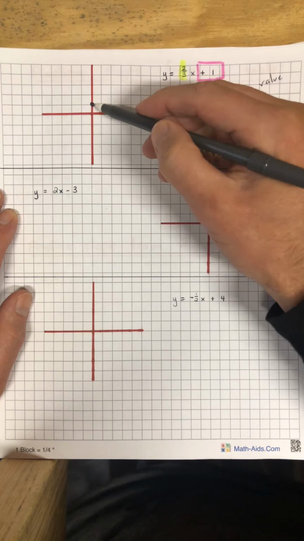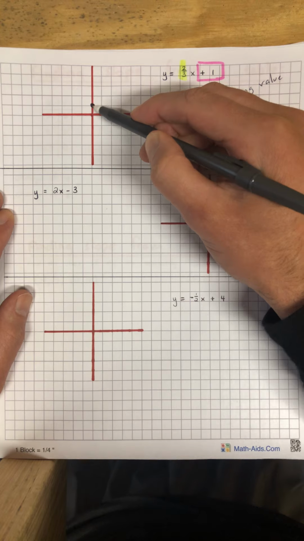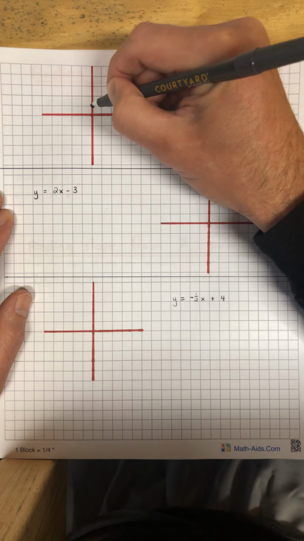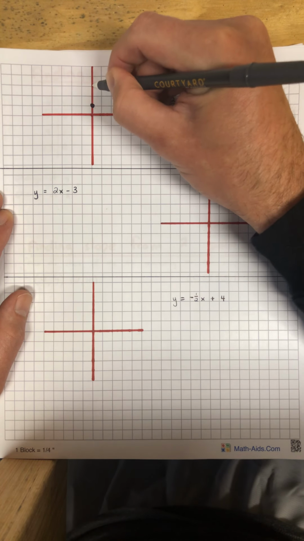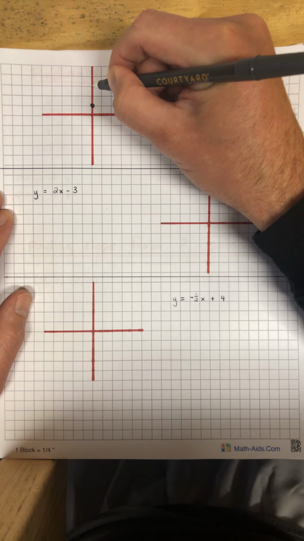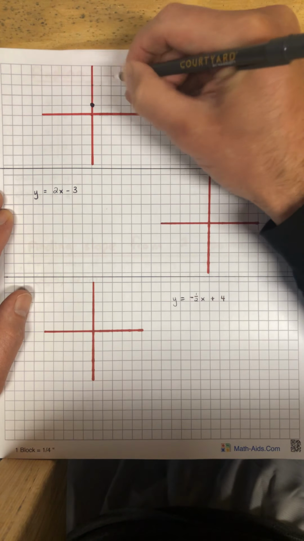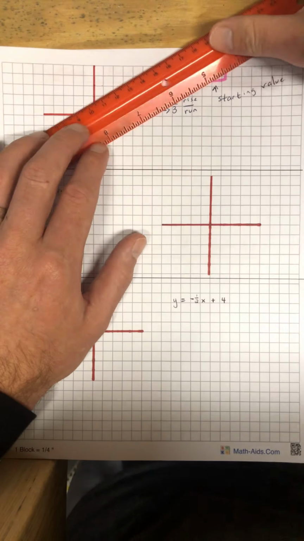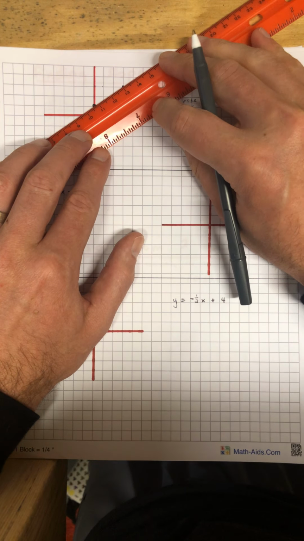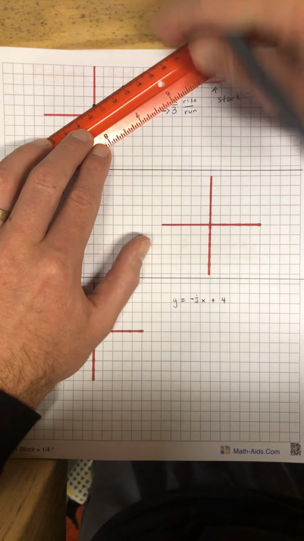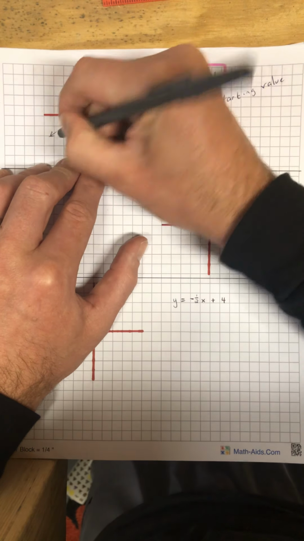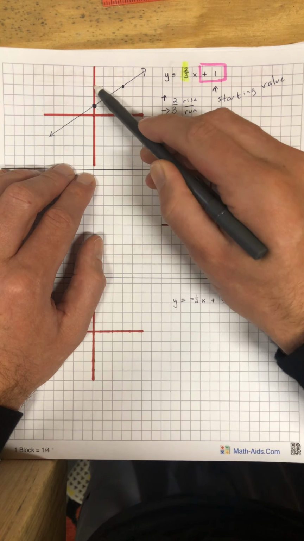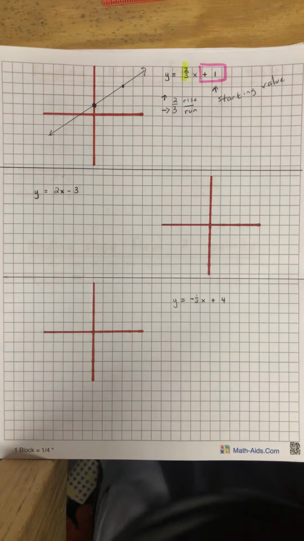Now, from this starting point, from this value of 1, we're just going to simply count up 2 spaces. Start here, 1, 2. And to the right 3 spaces. Start here, 1, 2, 3. We can put our point right there. That allows us to then draw our first line. Start at the y-intercept, which was 1. Just count 1, 2 up, 1, 2, 3 over. That is how we make our graph.